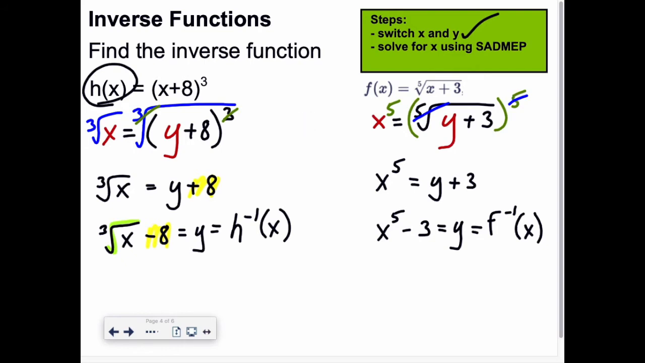So even though these were not linear functions, I mean, this one over here is a cubic function, this one is a fifth root function, their graphs look entirely different than linear functions. We solved it using the same thing.